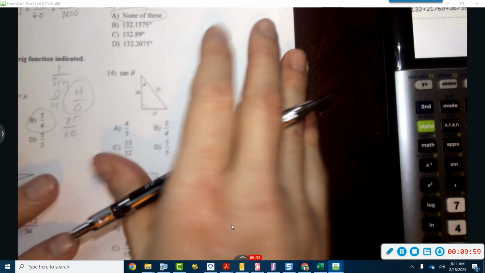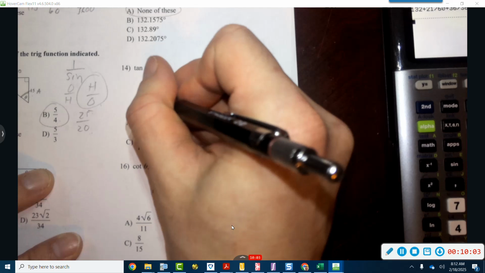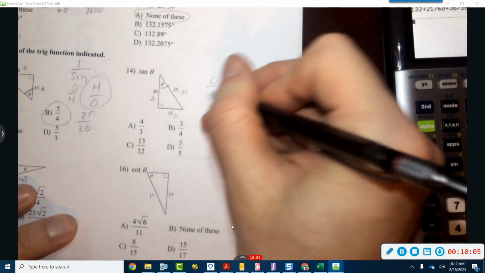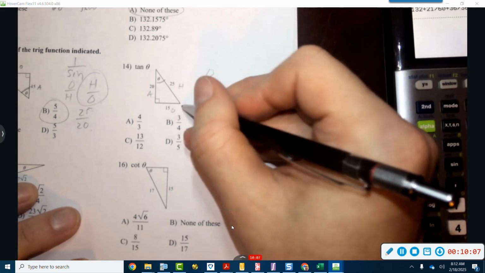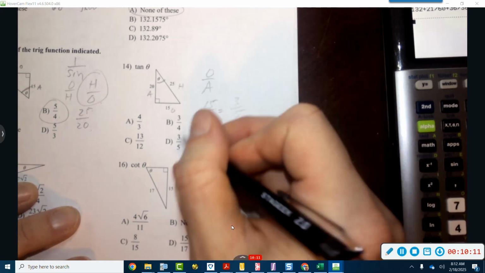All right, so let's label these again. This is O, this is the H, and this is the A, and we know that tangent is O over A, so that's going to be 15 over 20, and that's going to be 3 over 5.